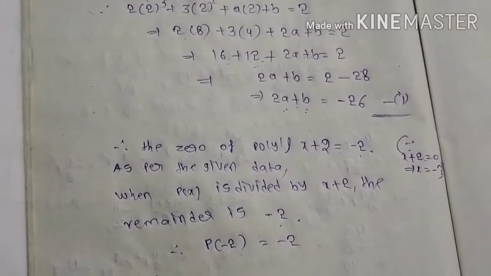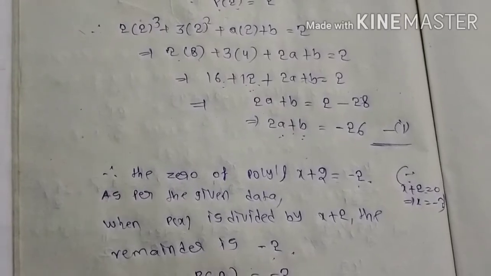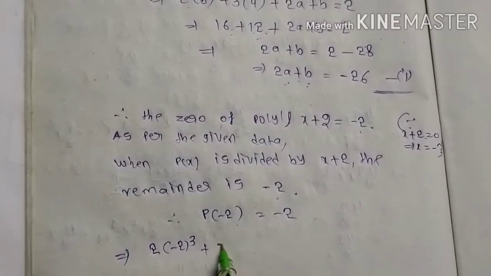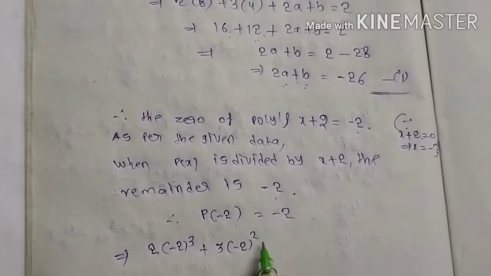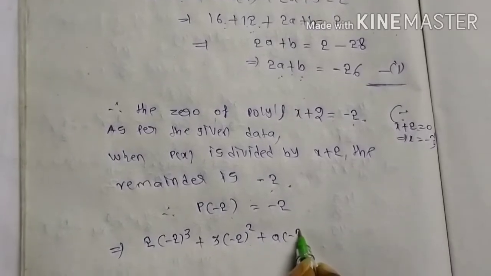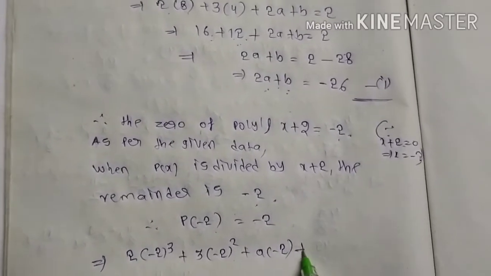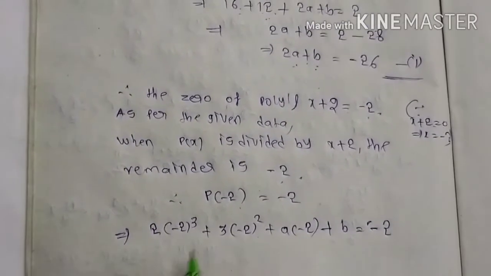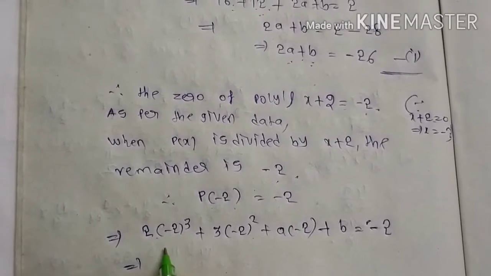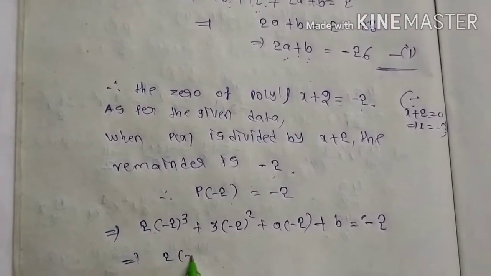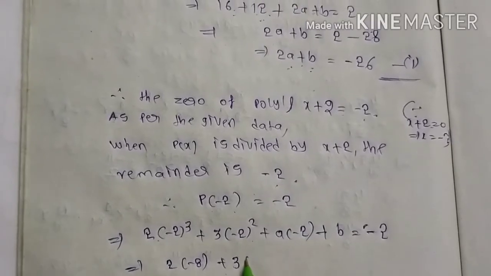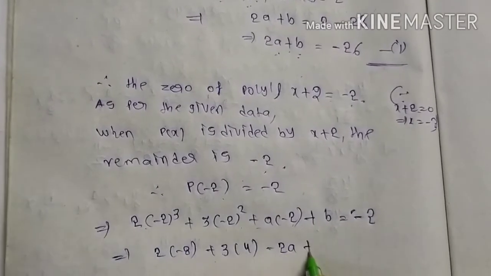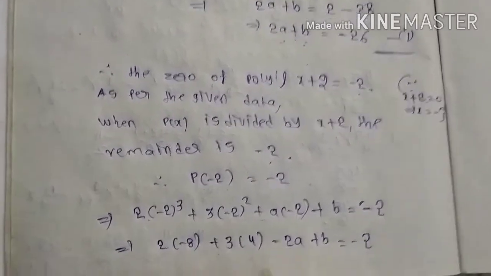See here, 2 into minus 2 whole cube plus 3 into minus 2 whole square plus a into minus 2 plus b is equal to how much? It is minus 2 only. Yes or no? Now you can simplify. 2 into minus 2 whole cube is how much? Minus 8. Yes or no? Yes. 3 into minus 2 whole square is how much? 4 only. Plus a into minus 2, that is minus 2a, plus b is equal to minus 2.